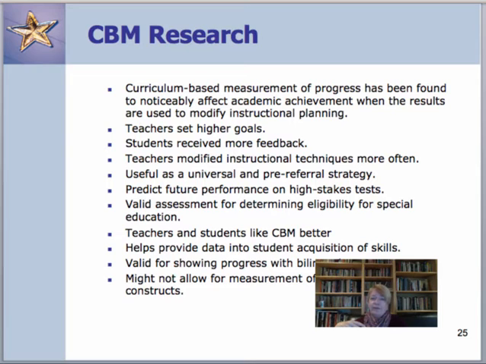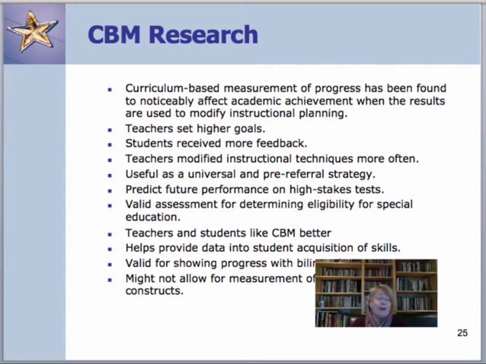It's a valid assessment for determining eligibility for special education, so we can use curriculum-based measures even without standardized measures as a way of measuring student achievement and showing that a student is falling behind their peers and thus might be eligible for special education.